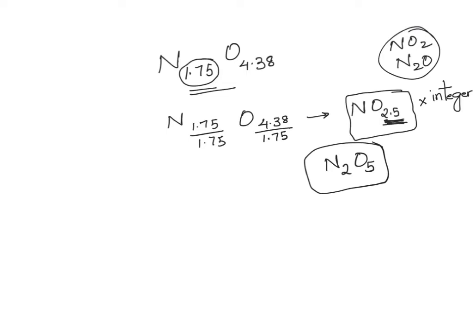Now, say the empirical formula is given to you. How do you get the molecular formula from there? Say for example there is a compound whose empirical formula is C2H3O. Its molar mass is very important. How do you get the molar mass? Molar mass is obtained by adding the masses of all the elements that are present here.